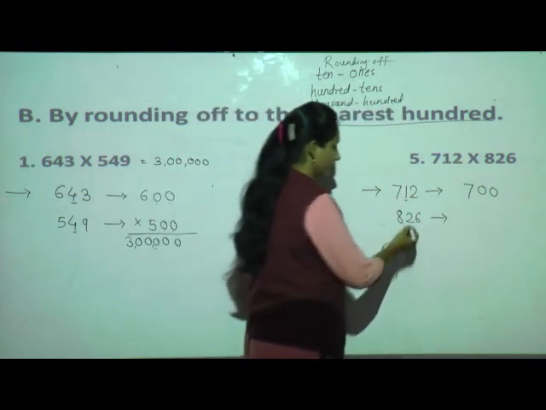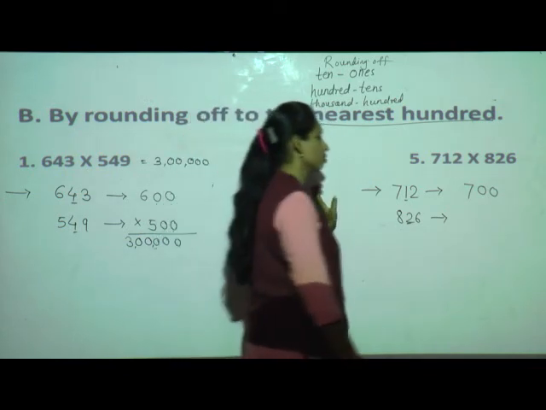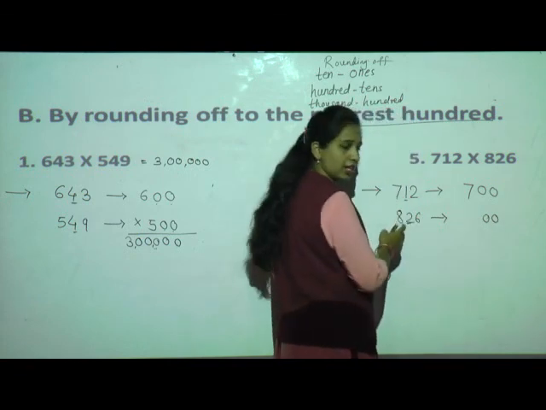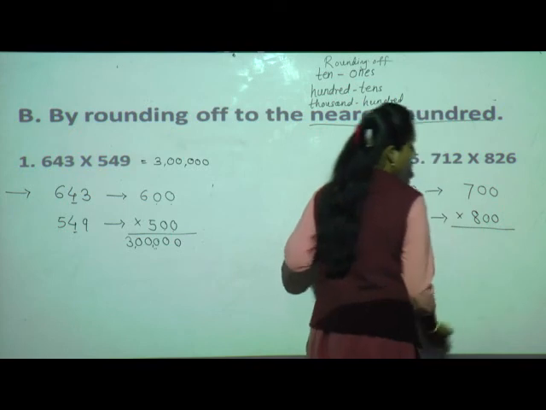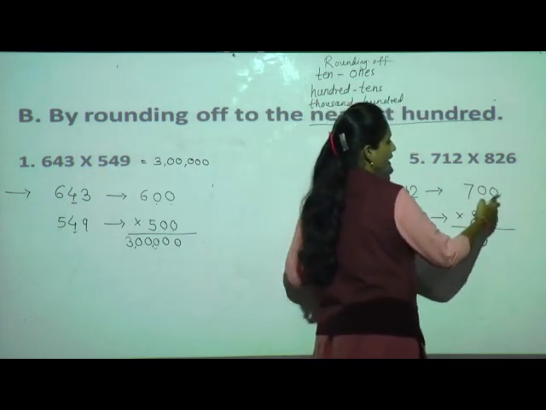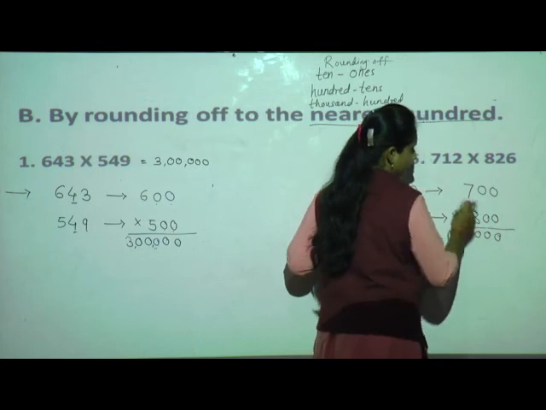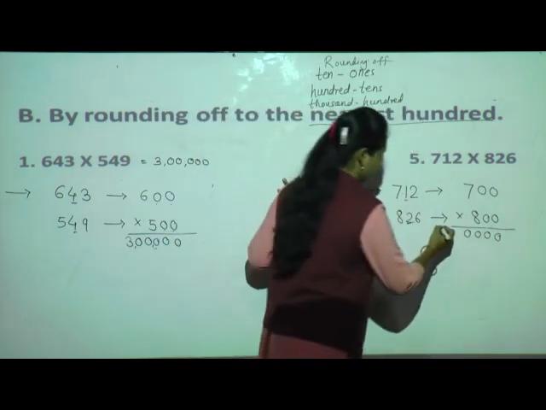Now the next number. Again tens place 2 is there. It is less than 4. So same rule. Place the 0 at ones and tens without changing hundreds place. I'll write as it is, and multiplication. Now how many zeros are there? Total 1, 2, 3, 4. So place the zeros as it is. Now multiply the remaining numbers. 7 8s are 56.